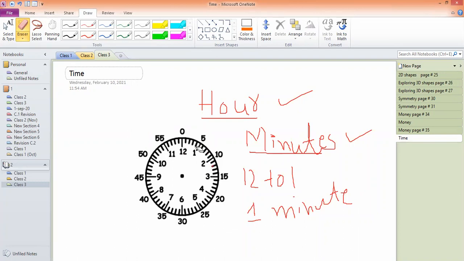From 12 to 1 is 5 minutes, 12 to 2 is 10 minutes. This is the origin. From 12, it starts from 0. If I ask you up to 4, check how many minutes. So you will check up to 1 is 5, 2 is 10, 15, and it will be 20. You will check the table of 5: 5 fours are 20. In that way, you can say, sir, there will be 20 minutes if the minute hand is at 4.